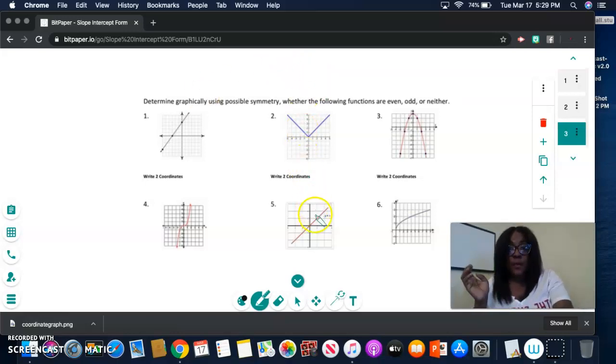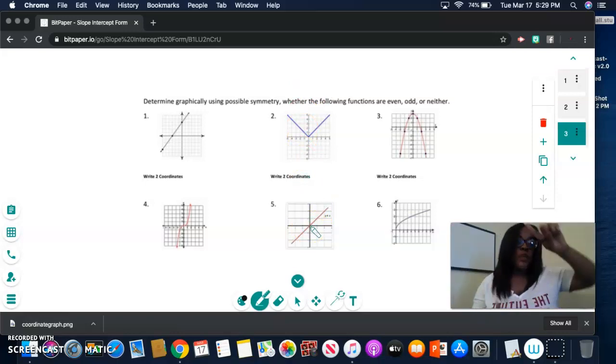Also, odd functions are symmetric with respect to the origin. When we talk about the origin, we're looking at the xy, which will be 0, 0. This means that we can rotate the image 180 degrees about the origin, and it will appear exactly the same.